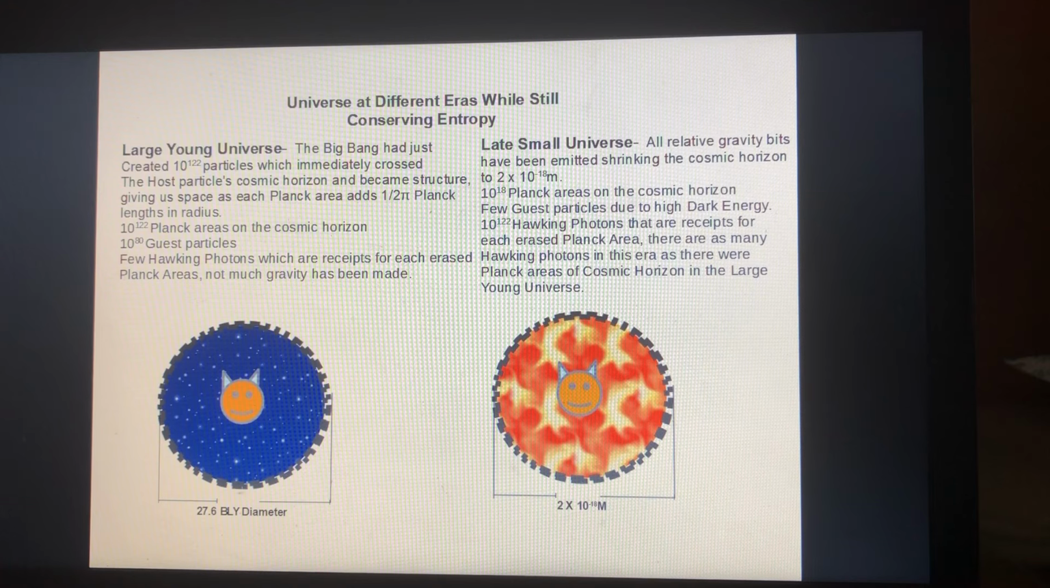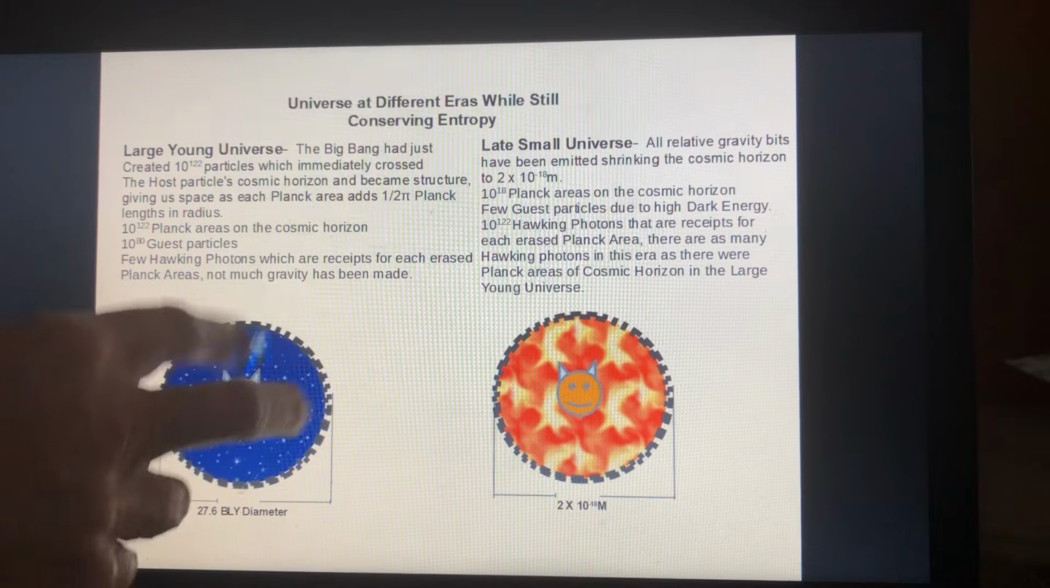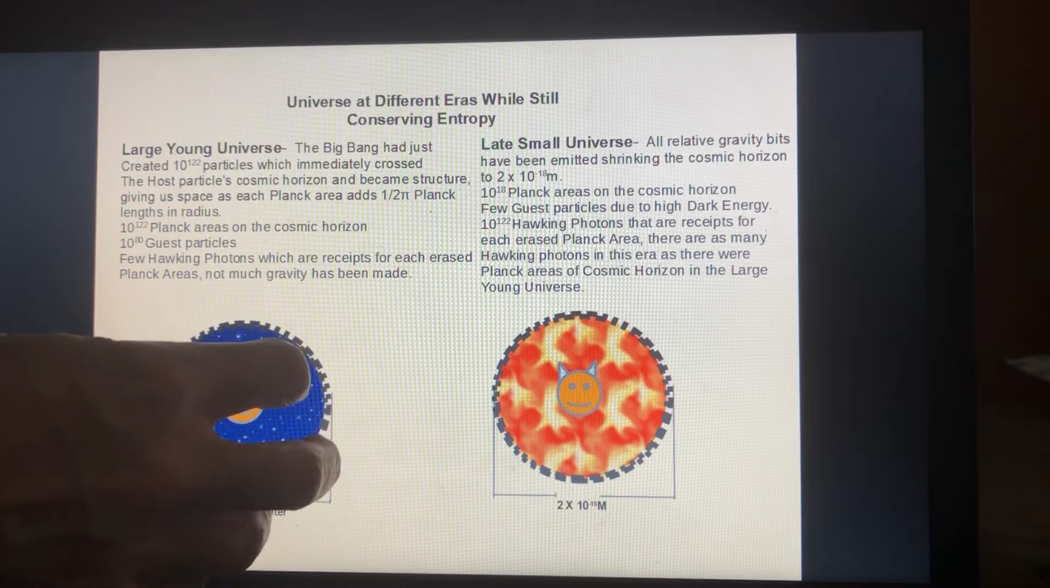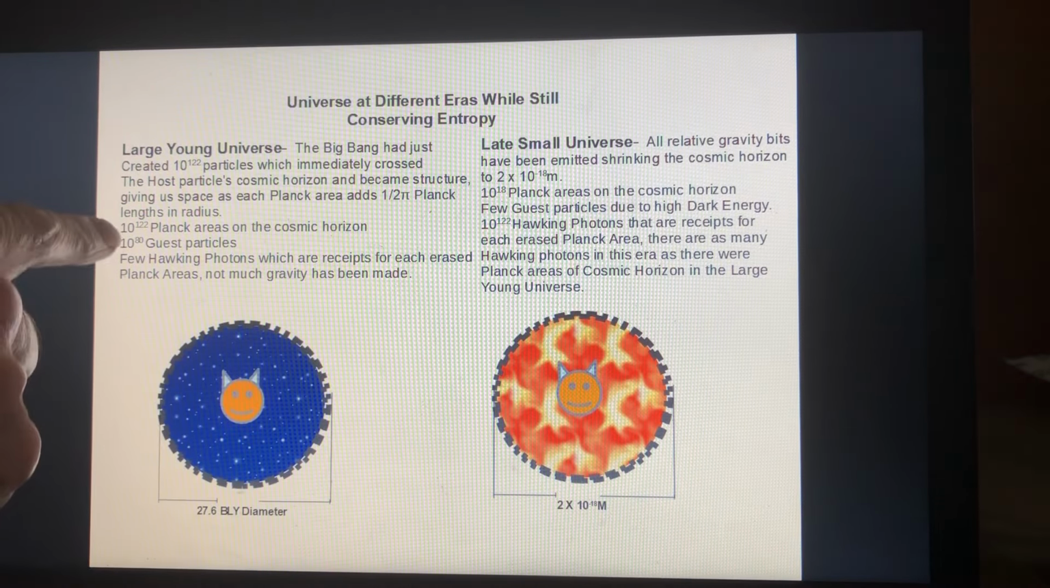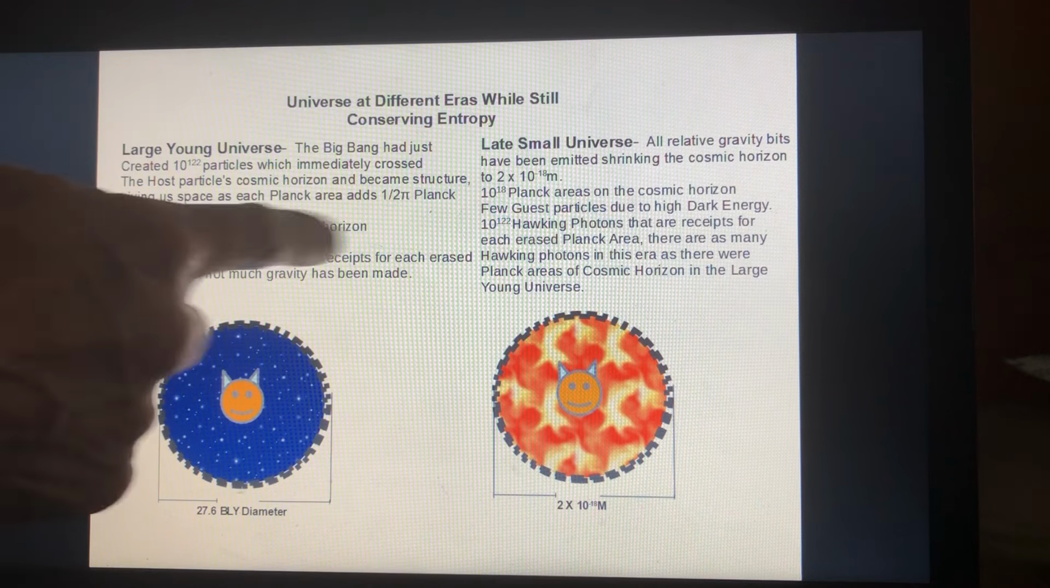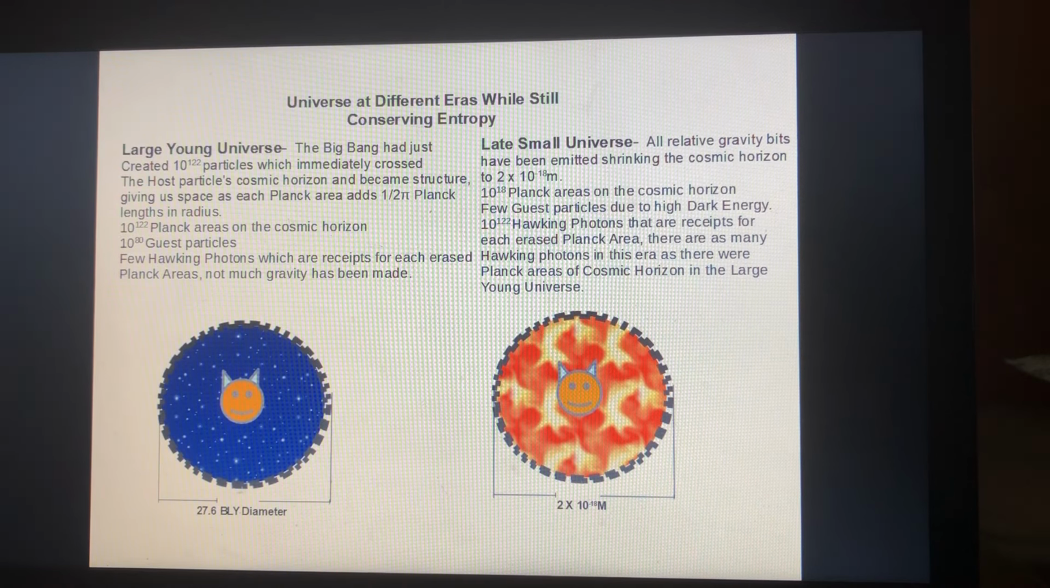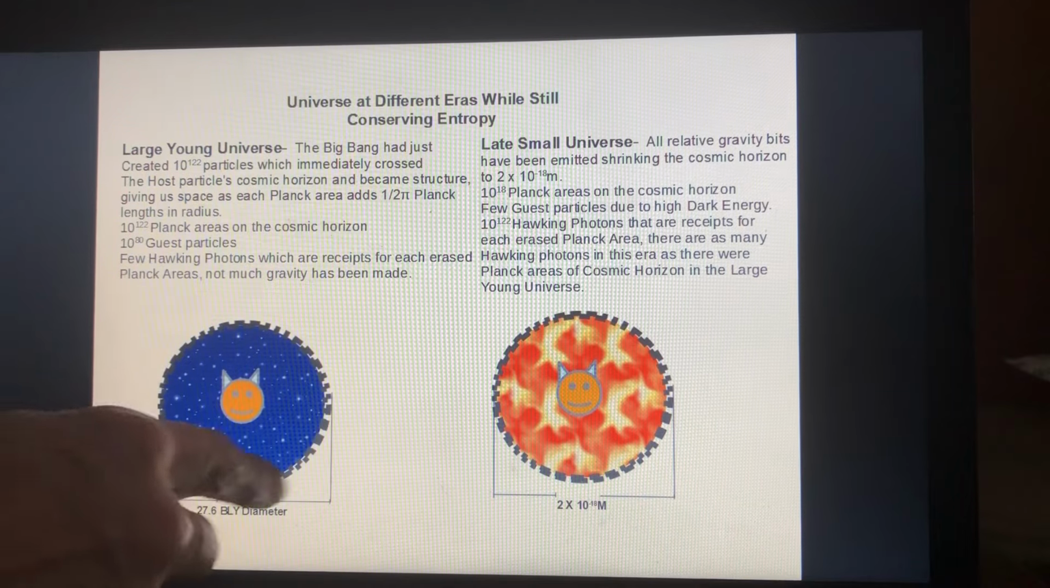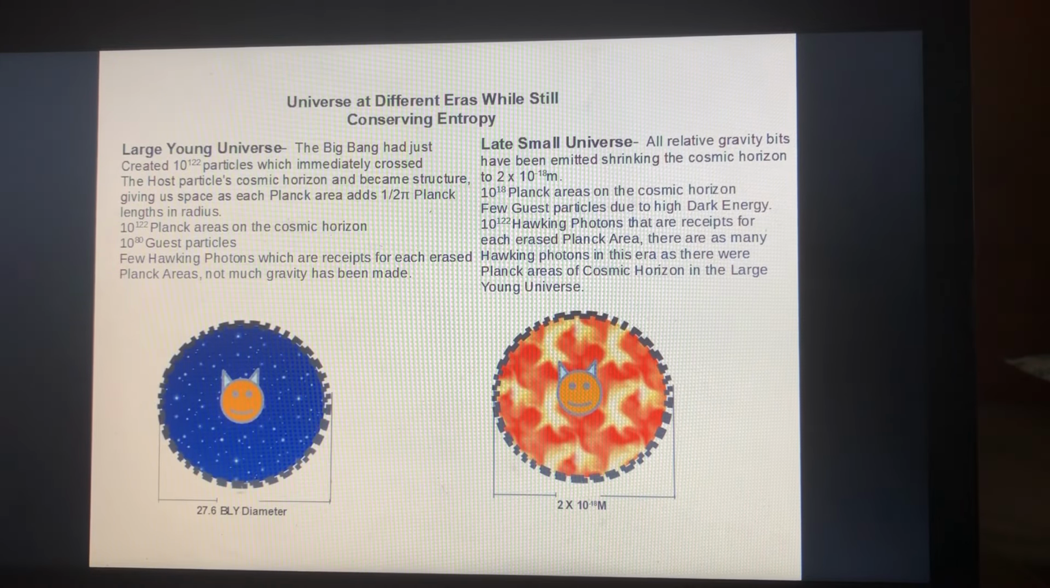So we had talked about how entropy is conserved. So this means entropy must be conserved at all eras of the universe. Now on the left side, we have a large young universe. 10 to the 122 particles zipped across the cosmic horizon, expanded this horizon to 10 to the 122 Planck areas. We have 10 to the 82 guest particles inside, but the crossing from the early Big Bang is what made it. So all the entropy here is on the size of the cosmic horizon, and we have all of this nice space.